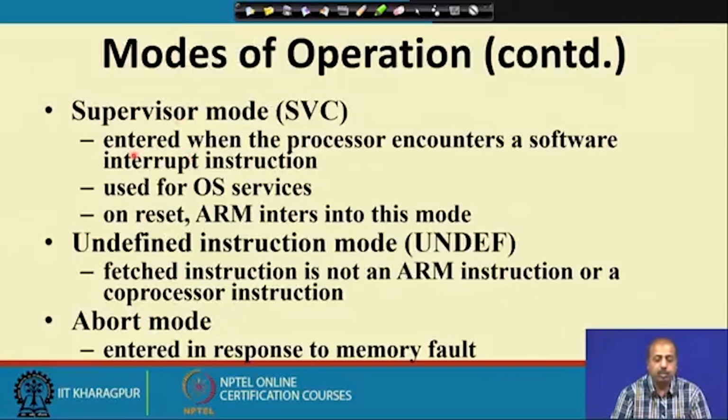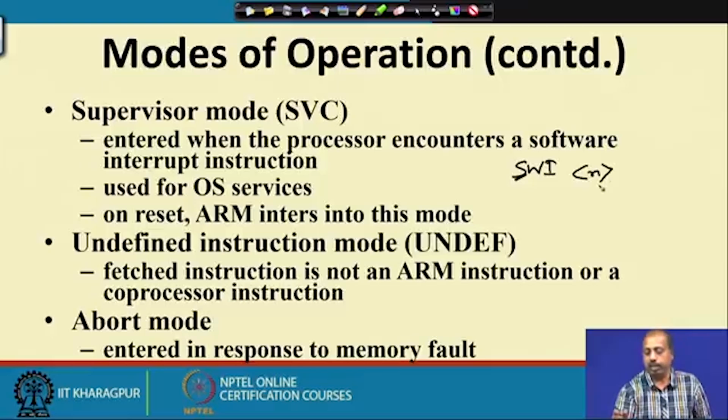So, other modes of operation, like we have got supervisor mode. This is basically that system mode that I was talking about. This is entered when the processor encounters a software interrupt instruction. Software interrupt instructions are features provided by the processor designers. These are interrupts, but in a program you can put this type of instruction, like the instruction SWI, which is software interrupt, and a number n is given.